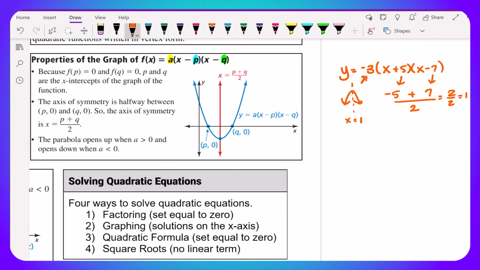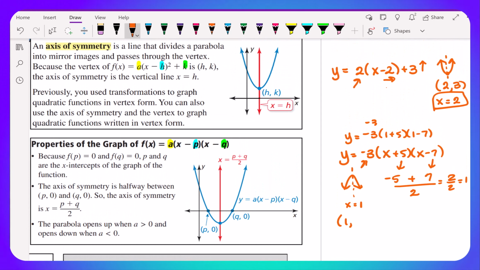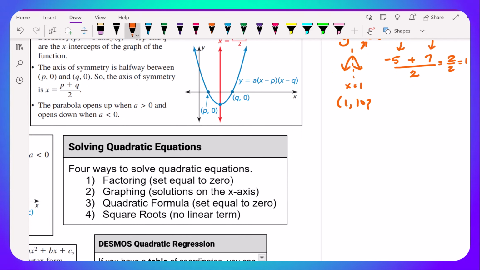Well, the only problem is that you can't tell what the vertex is just by looking at that form. You can tell that x is equal to 1, but you don't know what your y value is going to be. You're going to have to go back in and plug in that 1 and simplify. So I have a -3 times 6 times -6, which is going to be -36 times -3, which gives us positive 108. So that would be the vertex.